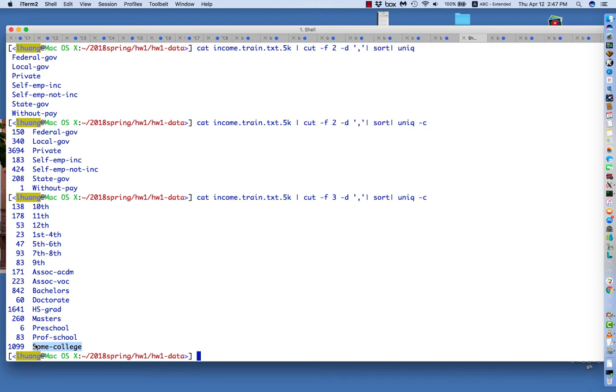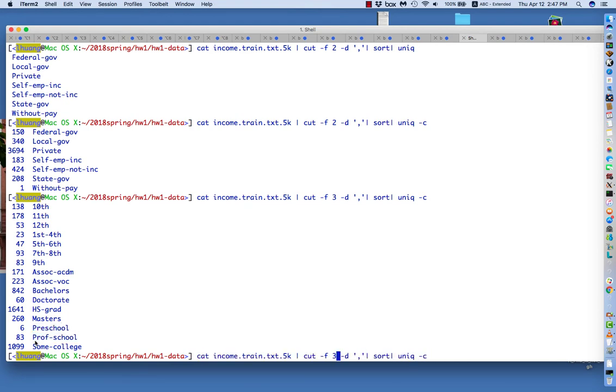So there are actually way more people who did not graduate but attended some years, like, oh, I attended 1 or 2 years or 3 years of college. So there's some college. And then there is doctorate, which is the smallest, a very small category. High school grad, we just said. Master's, preschool, there's even preschool, I didn't even know that. And professional school. Okay, that's the third field.